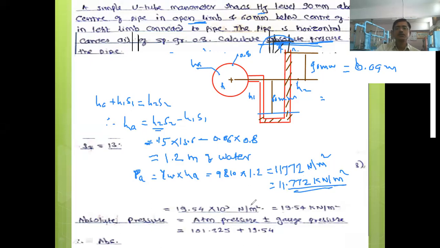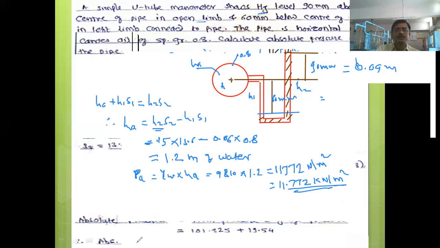So whatever the pressure we have got here, it is the gauge pressure. We are interested in absolute pressure. We can write here, absolute pressure is equal to P atmosphere plus P gauge pressure.